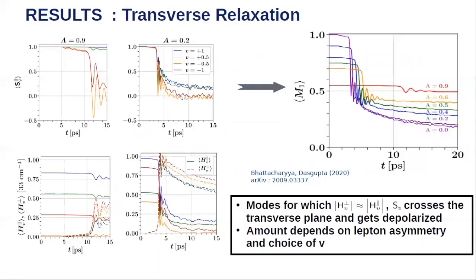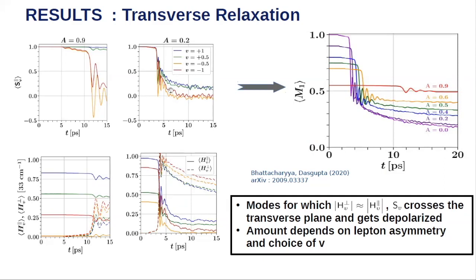Okay, so yeah, typically we show, for different velocity modes, what is transverse relaxation here. We can visualize the equation of motion in terms of a spin which is acted upon by a Hamiltonian, which has a parallel and a perpendicular component. Due to this flavor conversion or the diffusion in momentum space, the perpendicular component of the Hamiltonian grows, and the parallel component decreases.